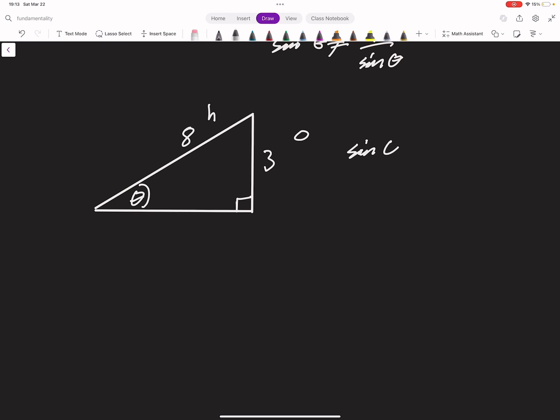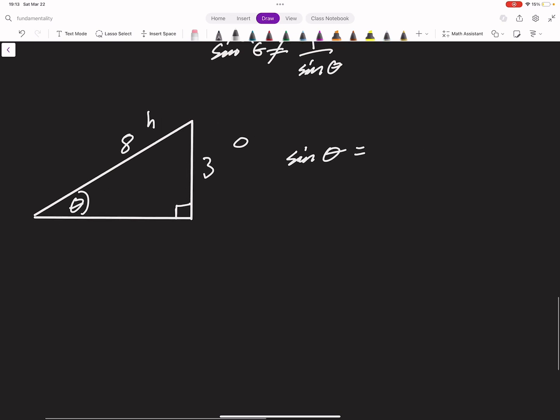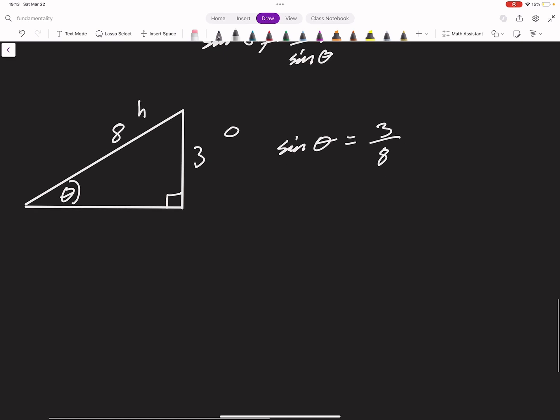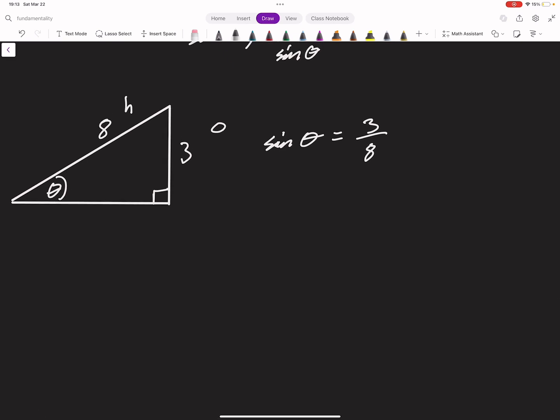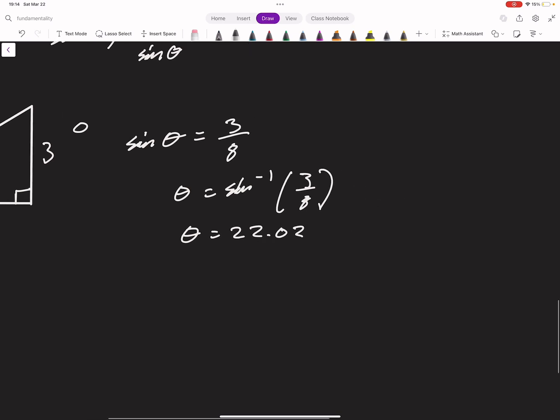So sine theta equals 3 over 8. How do we get theta out of that? We apply the inverse function to both sides. Sine to the -1, arc sine, 3 over 8. So inverse sine, and how do we get that? We press the shift button, sine 3 over 8 equals, so now here we get theta equals 22.02 to 2 decimal places.